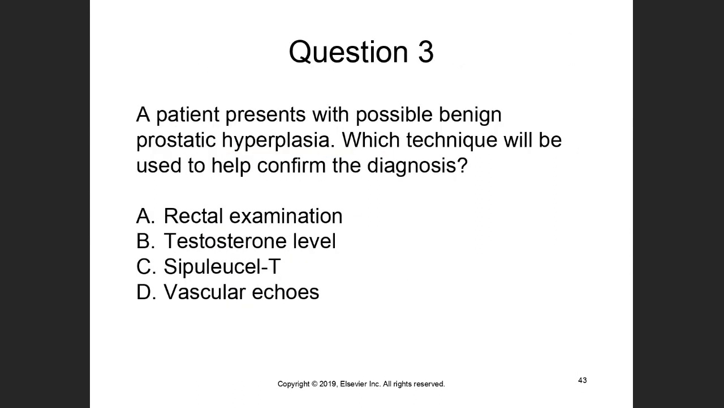And we have question number 3: a patient presents with possible benign prostatic hyperplasia, which technique will be used to help confirm the diagnosis? Exactly. The answer is rectal examination, digital rectal examination.